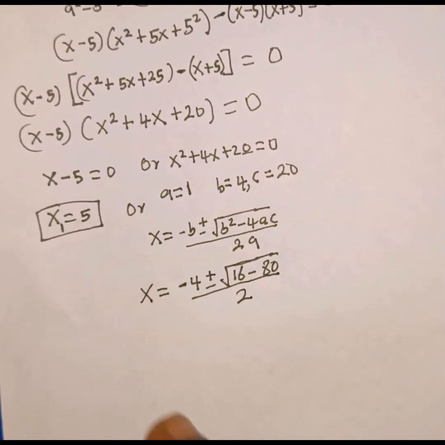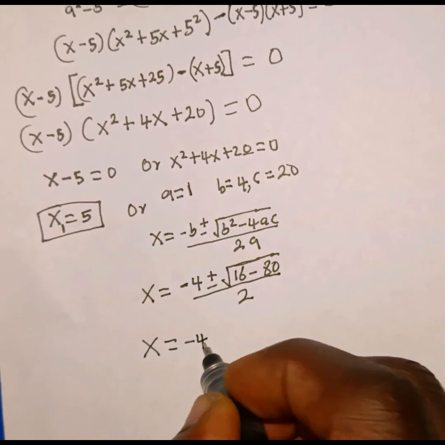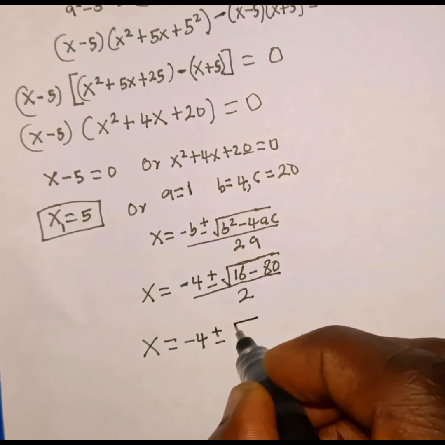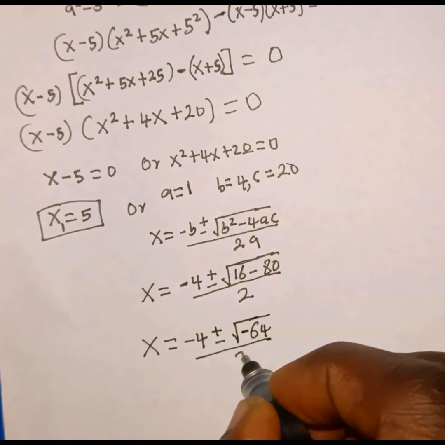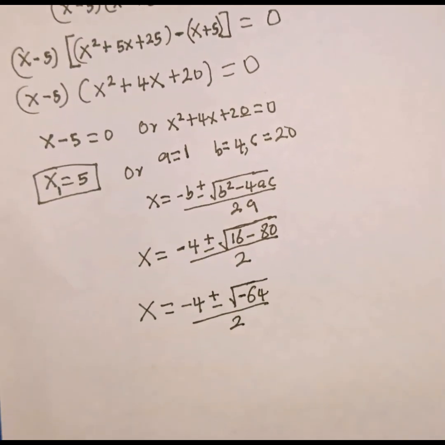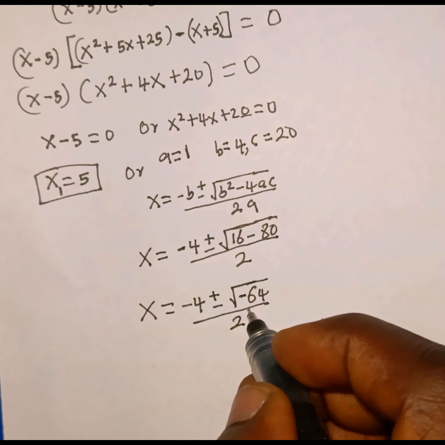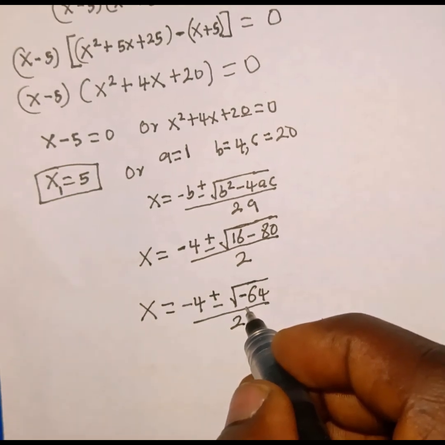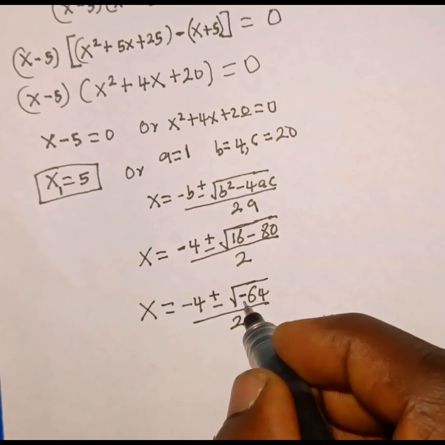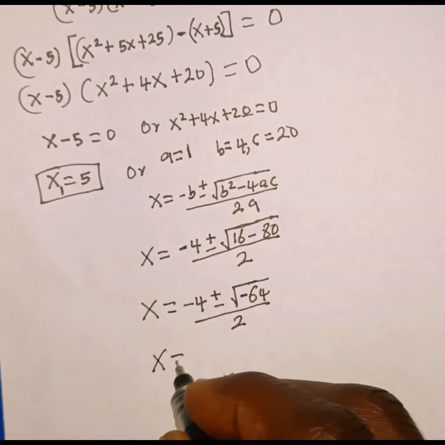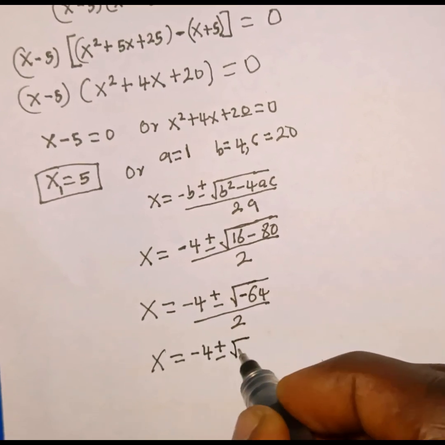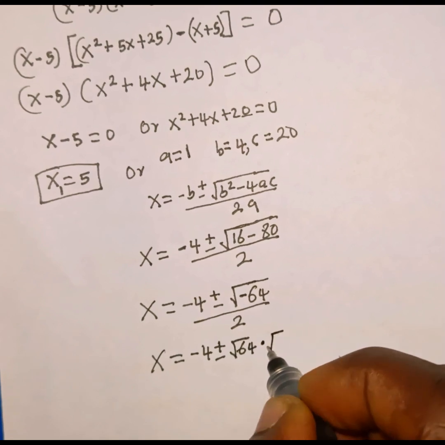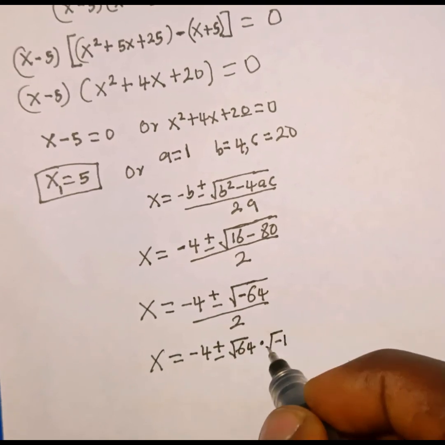Now we're going to simplify further. x will be equal to minus 4 plus or minus the square root of 16 minus 80, which is going to give us negative 64, so everything all over 2. Now, as you can see, inside the square root, we have a negative number. So when we take the square root of a negative number, it's going to give us a complex solution. Now, we simplify further. So this is going to be the same as negative 4 plus or minus. This can also be written as the square root of 64 multiplied by the square root of negative 1. This is the same as negative 64.